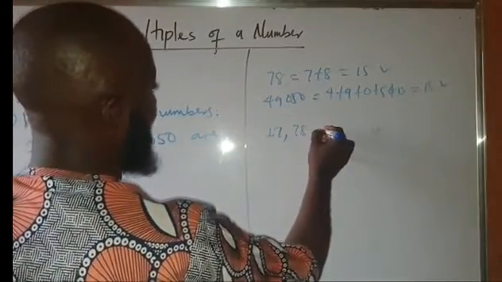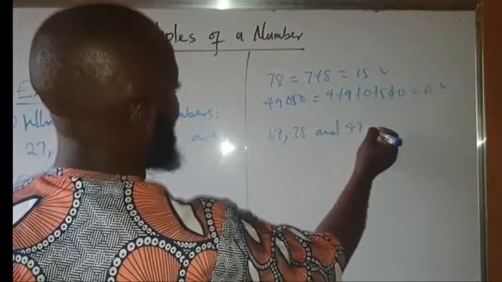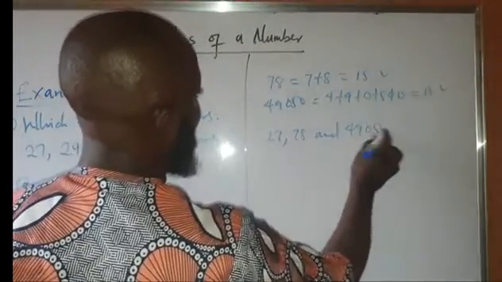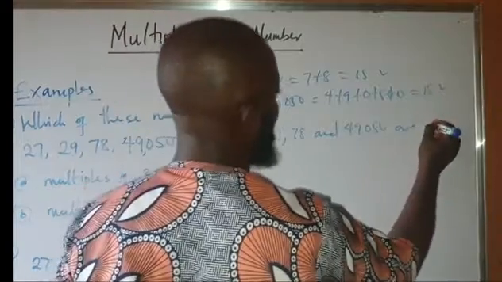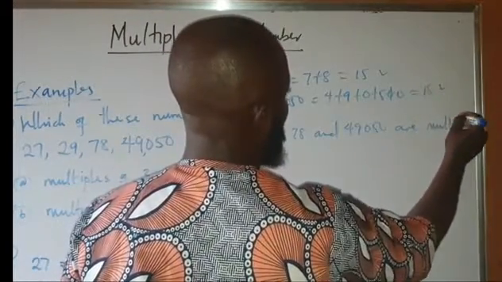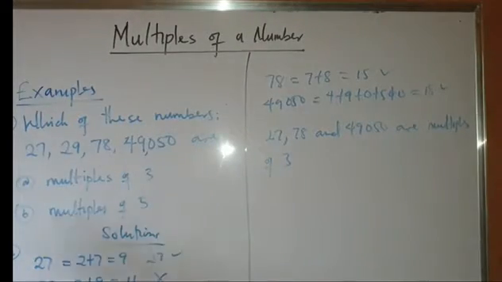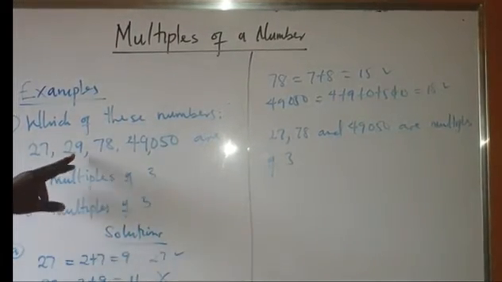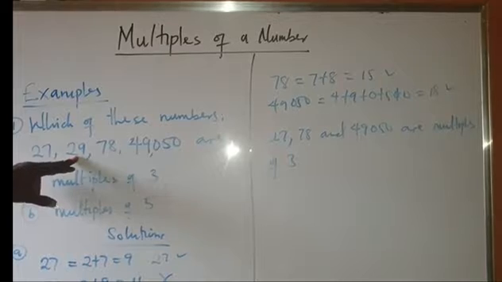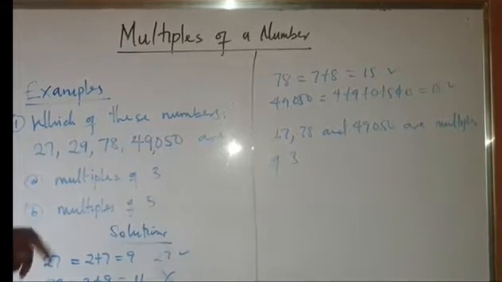So in that way, we can conclude that 27, 78, and 49,050 are multiples of 3. So that is how to answer the first question. So which means 29 is not a multiple of 3. So we check for 5.